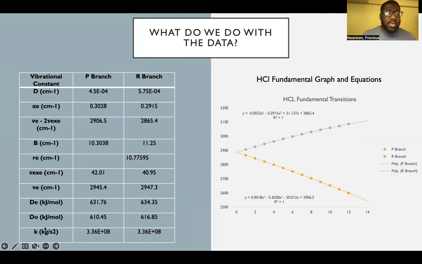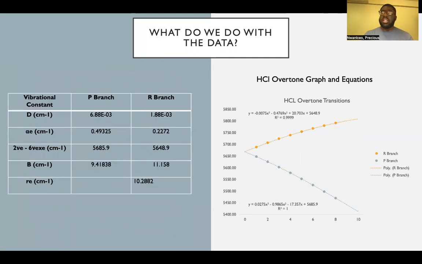Although the one that we really care about is this K value here at the bottom, which is 3.36 e to the positive 8 for both the P and the R branch for our HCl fundamental. This is our HCl overtone, and as you can see, it's going about the same way, although we're not actually using the overtones to solve for K. That is just applicable to the fundamental for the HCl and the DCl.